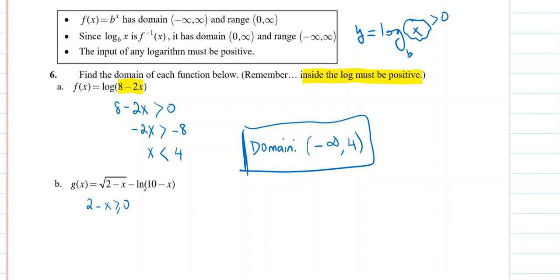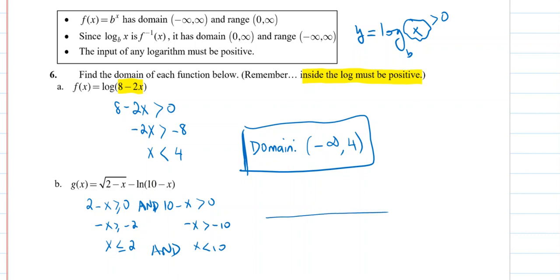And for the logarithm, it doesn't matter what the base is. In this case, the base is e. Then 10 minus x has to be strictly bigger than 0. So let's just solve each of these inequalities, and then we have to find the intersection of their solution sets. For this one, I will subtract 2, divide by a negative, which flips the inequality. For this one, I will subtract 10, divide by a negative, which flips the inequality. And remember, we want the intersection, and.